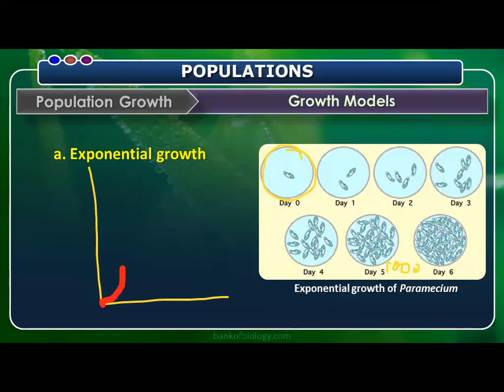Initially, it will take some time for adjustment. The time taken for adjustment is called the lag phase. Once they get adjusted, they grow exponentially. We say logarithmic phase. You see here, the actual capacity of this population is 1,000, but they increased up to some 10,000. Imagine like that.